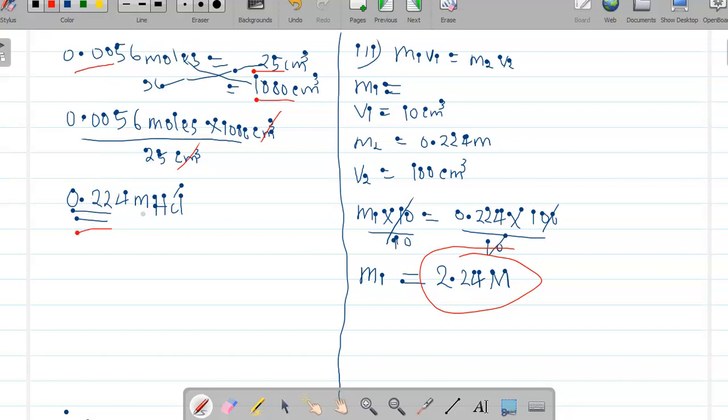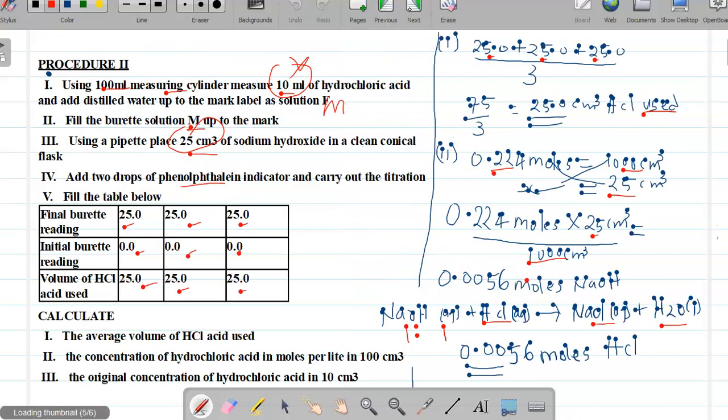0.224 moles of hydrochloric acid. The molarity of the acid and the molarity of the base are equal because the two volumes are equal. Both volumes are equal: the average volume is 25, and the pipette volume is 25. That's why the two molarities are equal. That's how you solve question 2.